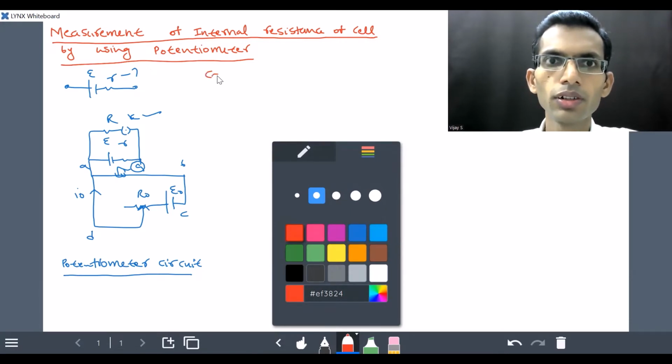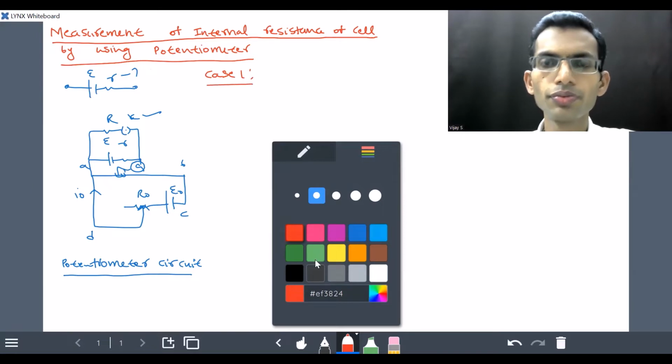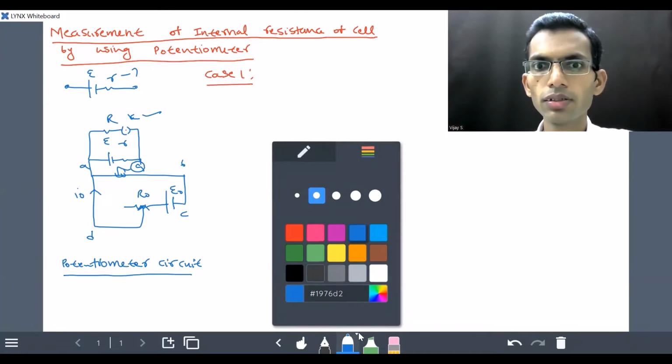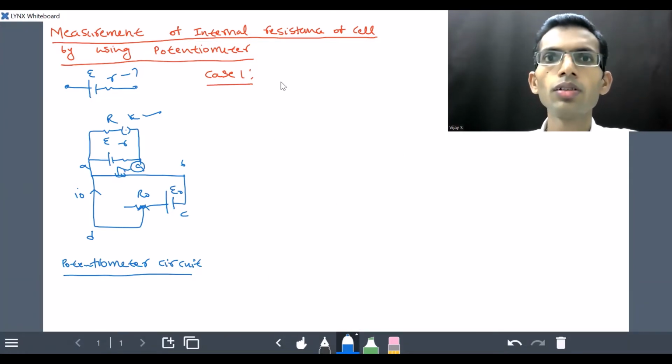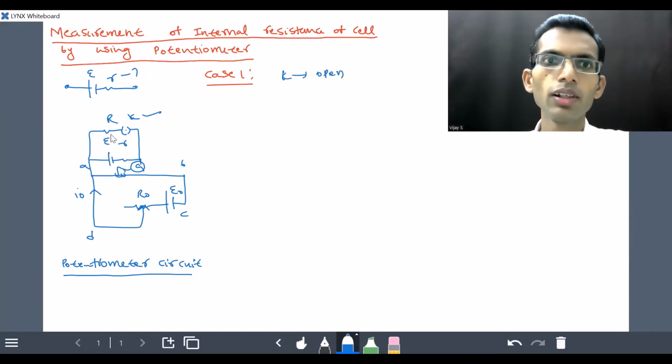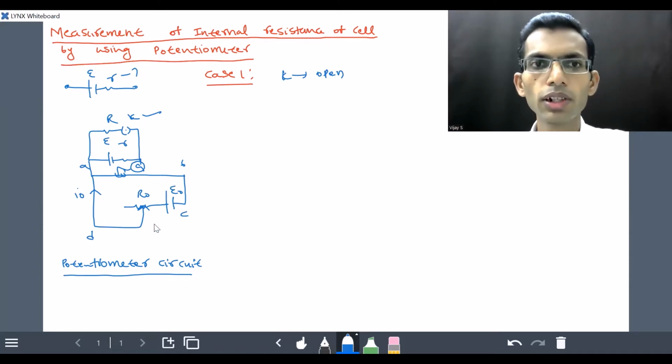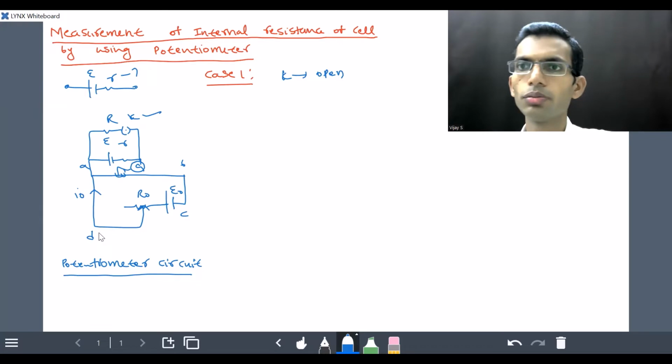Case one, in which key K is open. When it is open, what happens? Current will not flow through the resistance R. So that is the thing. Only cell and galvanometer are going to be connected to the main circuit of the potentiometer.